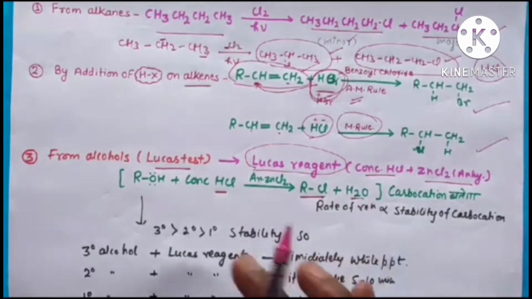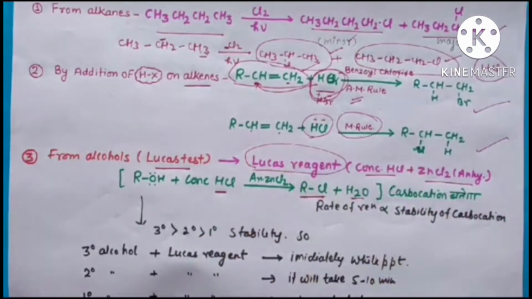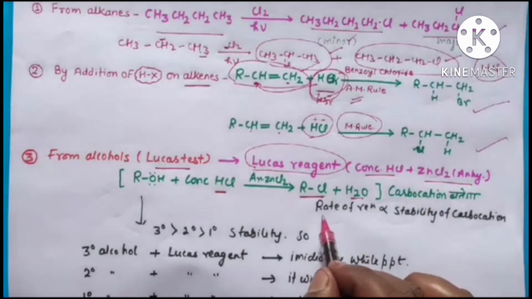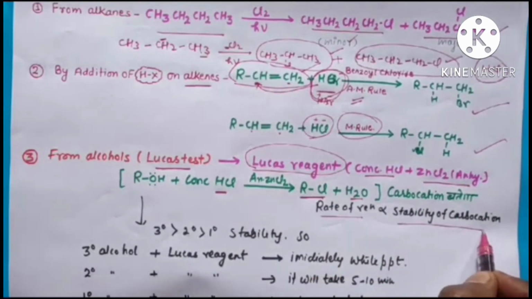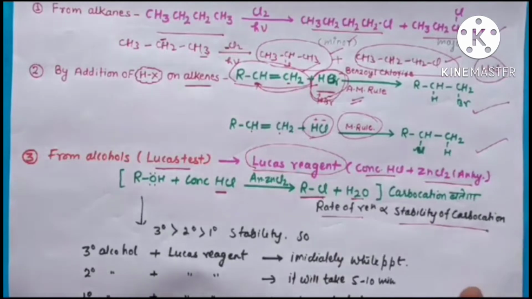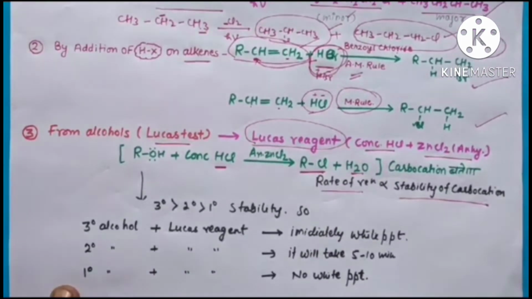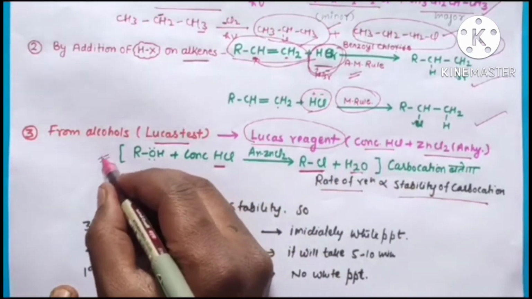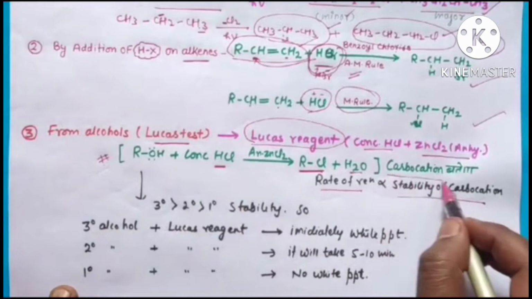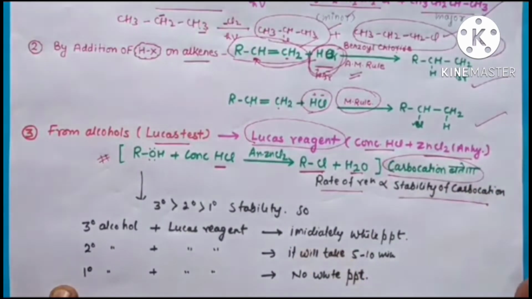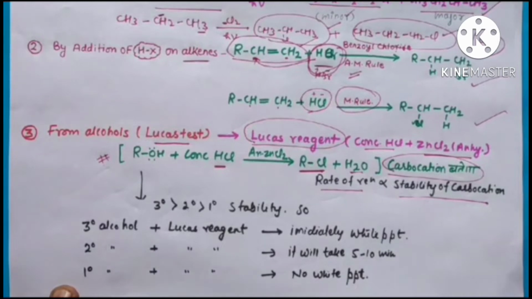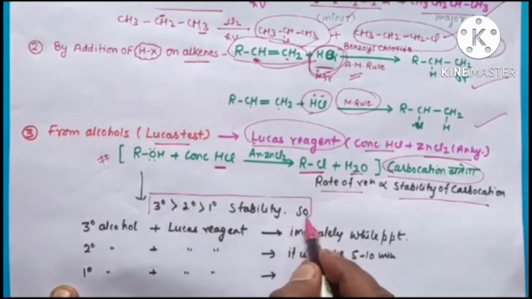In this reaction there is a formation of carbocation, and as you know, the rate of reaction is directly proportional to the stability of carbocation. I'm not going into the mechanism for this reaction, but you have to keep in mind that with the help of alcohol, if you are going to prepare the haloalkane, there is a simple reaction you have to remember. And one thing to note down: a carbocation will form. If the carbocation forms, the rate of reaction is directly proportional to the stability of carbocation. As you know, 3 degree carbocation will be the most stable, then 2 degree, then 1 degree.